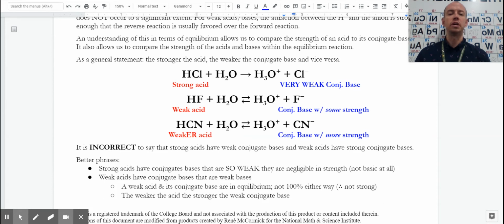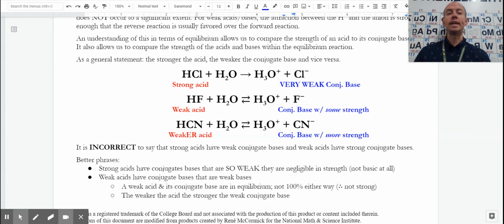backwards, or how good is the Cl, the F, or the CN minus at accepting a hydrogen and turning back into the unionized form. For strong acids, they go to the right 100%. It's very favorable to break apart. That means that this can't go backwards very well at all. It isn't good at accepting a hydrogen, or that chloride or any of the anions of a strong acid are very, very, very bad at being a base or an extremely weak conjugate base.